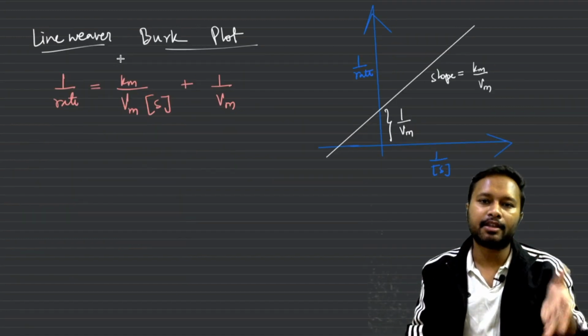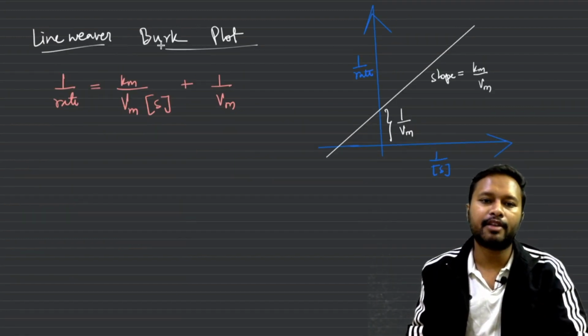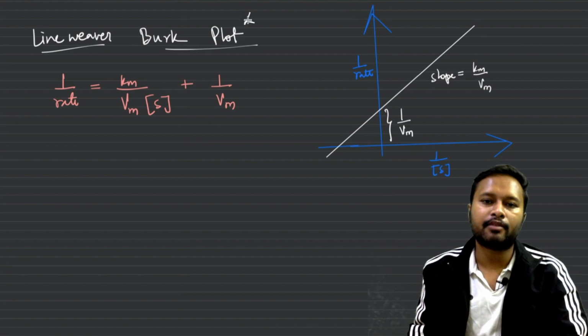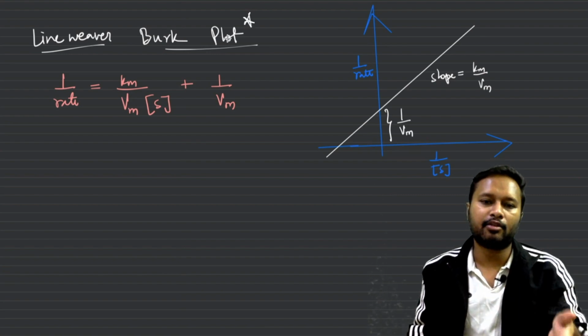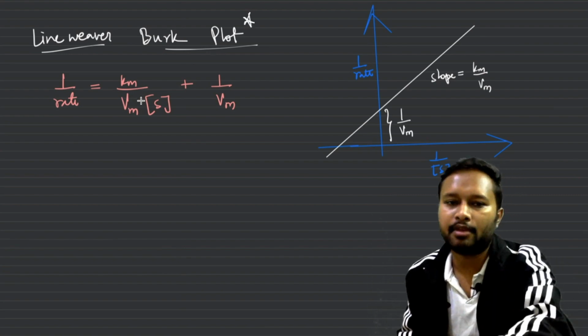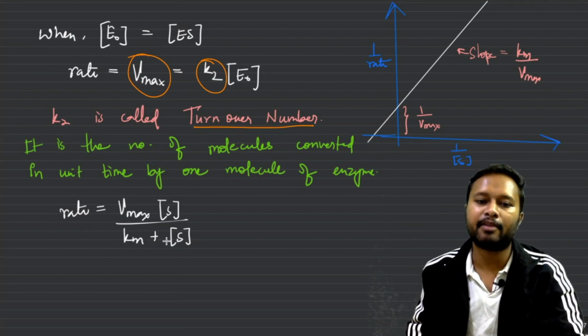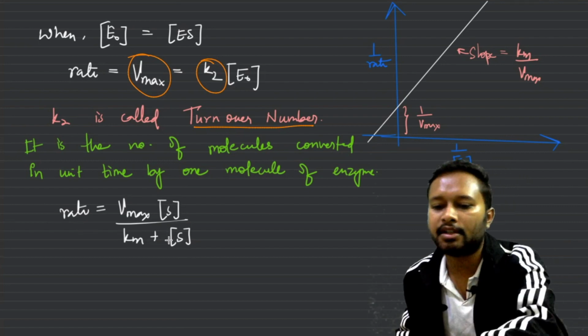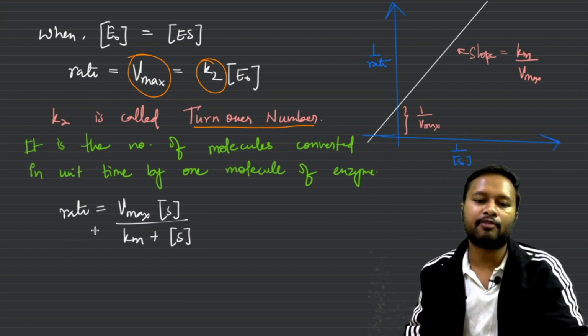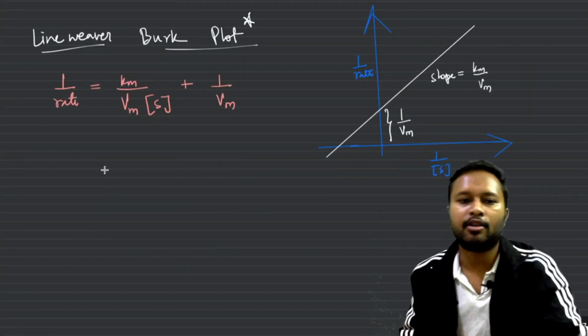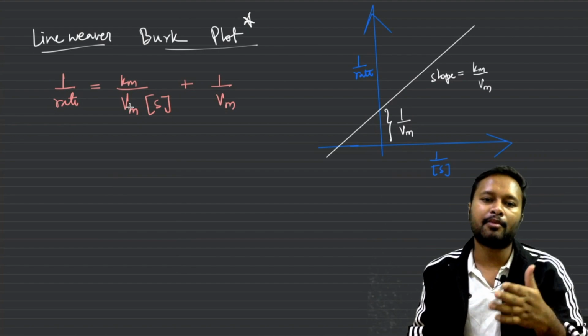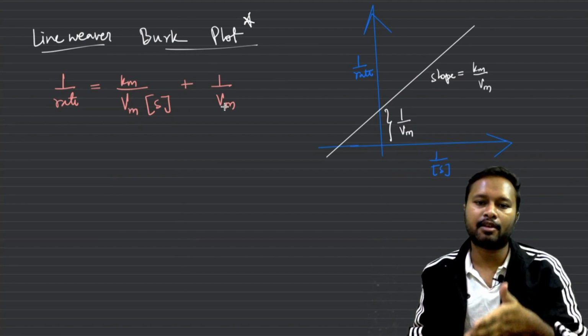Let's talk about the other very important equation, that is the Lineweaver-Burk plot. This is one of the most important expressions in enzyme catalysis. The same relation which we have seen, rate is equal to Vmax into substrate concentration divided by Km plus substrate concentration. If you take the reciprocal of this equation and divide the terms separately, you are going to get 1 upon rate is equal to Km upon Vm into substrate concentration plus 1 upon Vm.